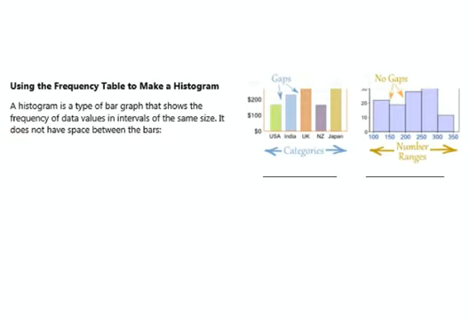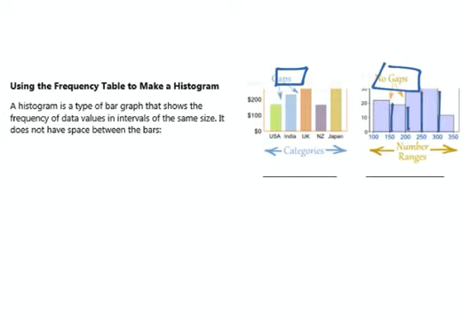Moving right along, we are going to use those frequency tables in order to make a histogram. We can really make a histogram from different types of graphs, from maybe a line plot you might also see, or just a set of data. But basically, a histogram is a type of bar graph that shows the frequency of data values in intervals of the same size. It does not have space between the bars. So there's two main differences. The first one would be, yes, there are gaps in a bar graph and there are no gaps in a histogram. So each of those bars are touching.